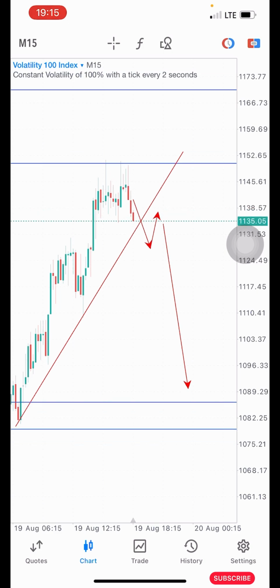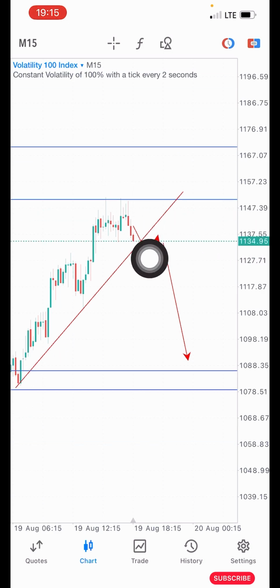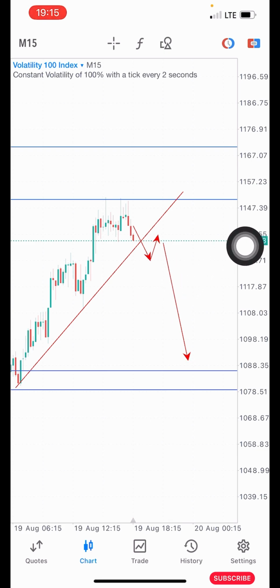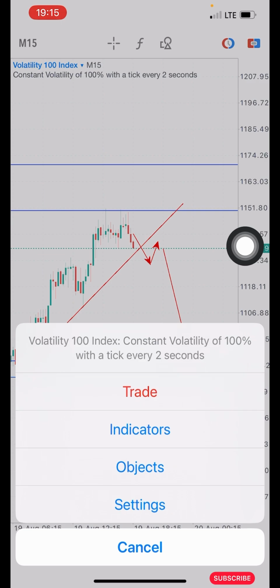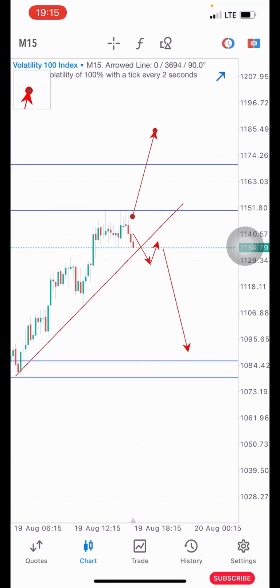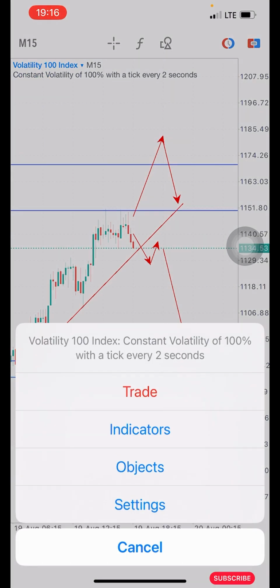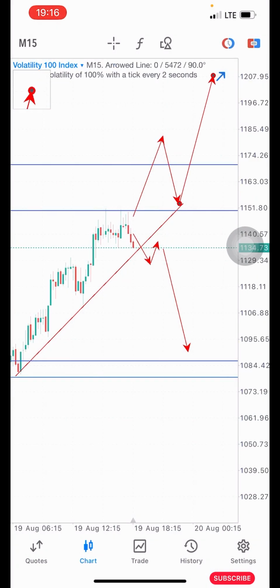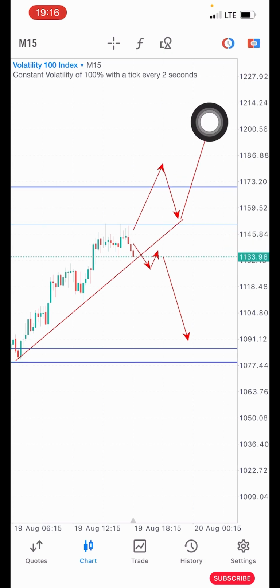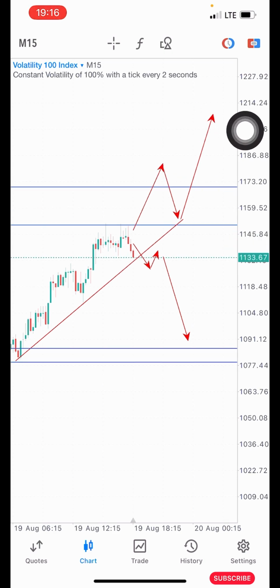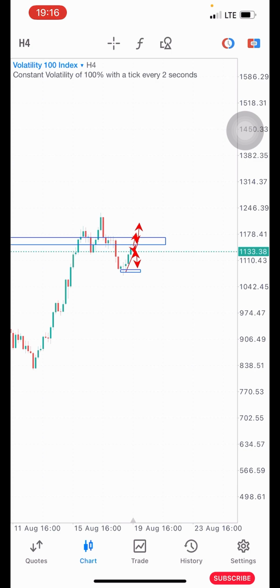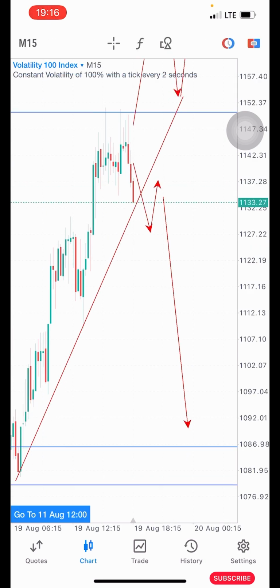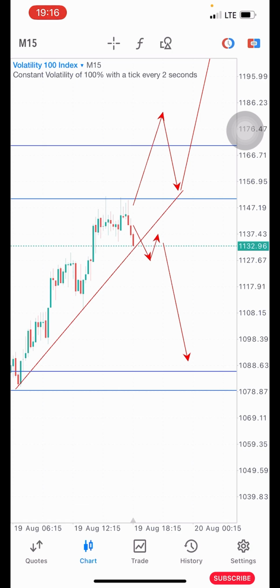Now this is the first plan of action, plan A. But if it fails to go down, then plan B is that you wait for it to break above this area, wait for the retest, and then take a short buy to the nearest resistance area you can see. Then you close your profit, because the overall trend of the market is a downtrend, so any buying you are doing is supposed to be a short buy. So this is the plan for Volatility 100 Index.